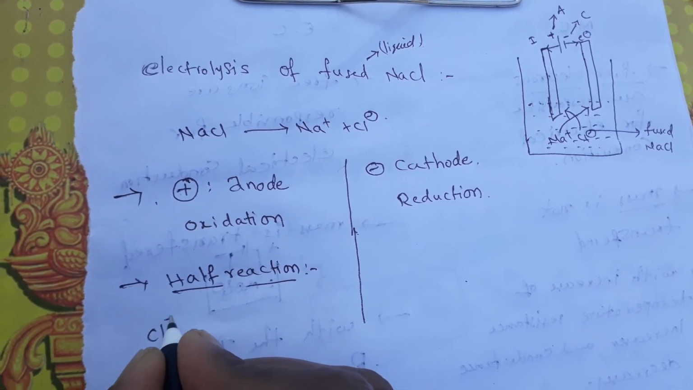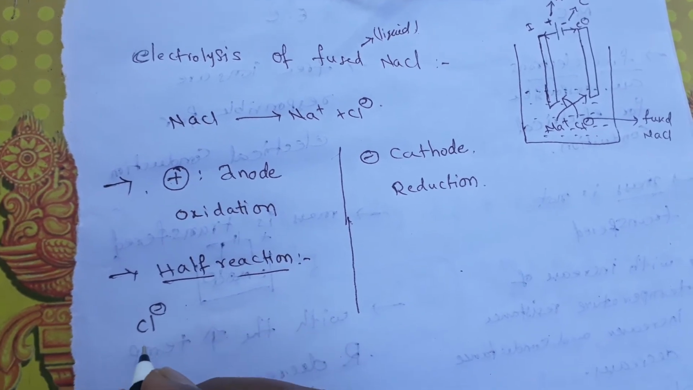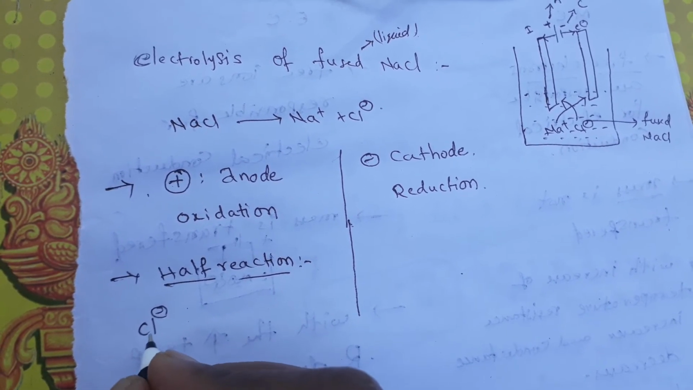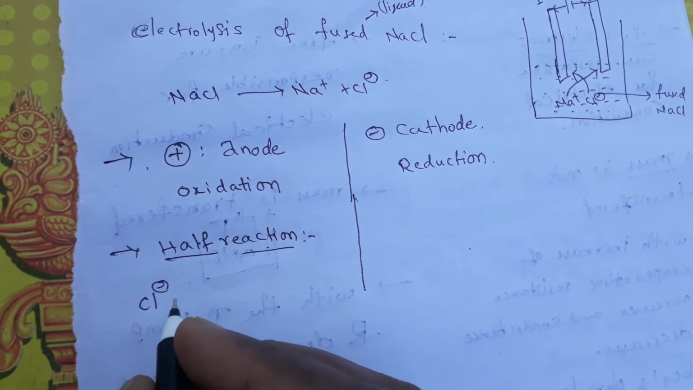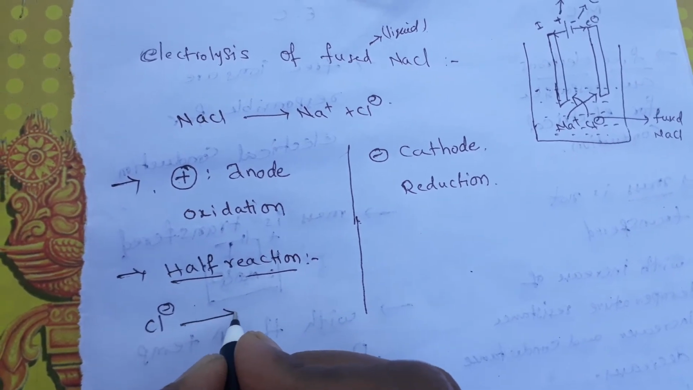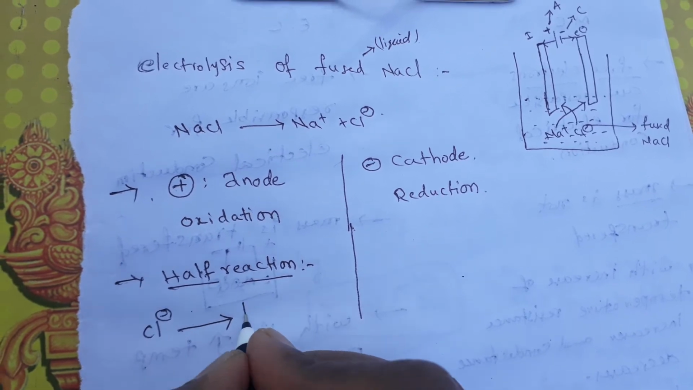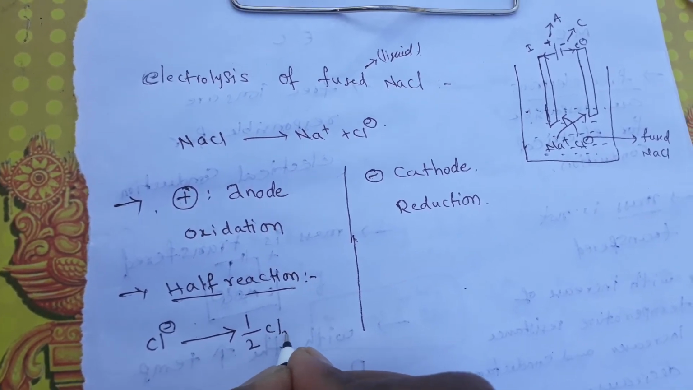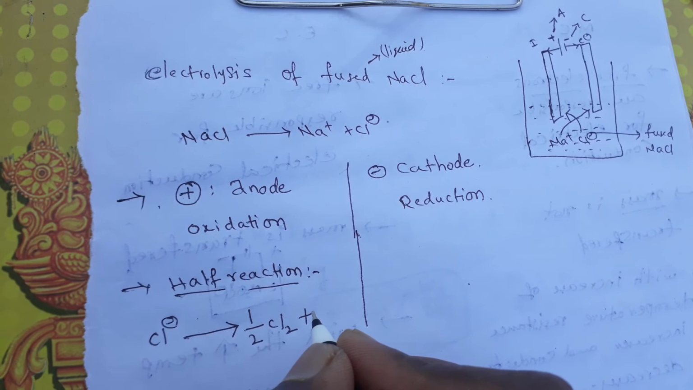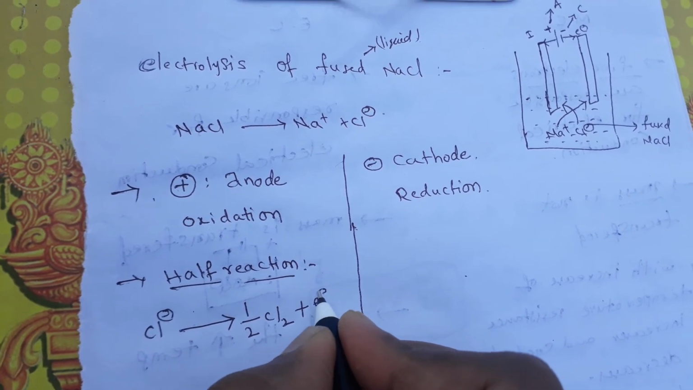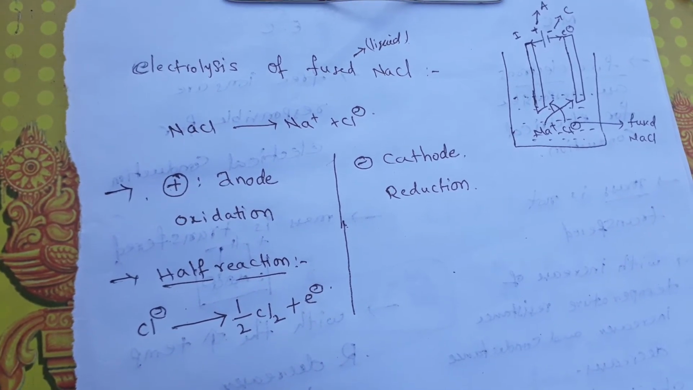What is the meaning of Cl- ion? We know 7 protons and 7 electrons, and 18 electrons are here. So it is excess of electrons. So if I lose these electrons, then I form half Cl2 plus electron. This we call it as oxidation half reaction.